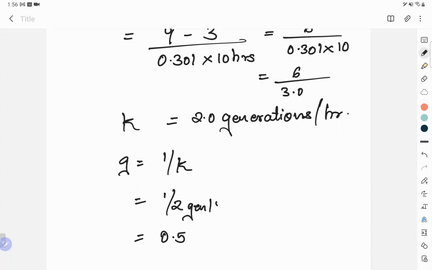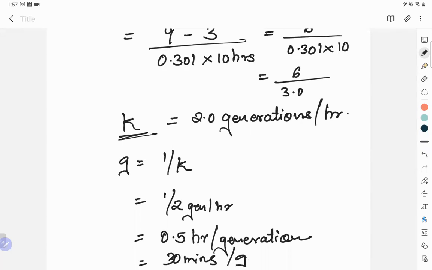इधर generations per hour है ना, तो ये अभी उल्टा हो जाएगा, it will become 0.5 hours per generation. Generations per hour was the unit for mean growth rate constant, so you substitute it here, तो ये inverse हो जाएगा ना, so it will become hours per generation. If I have to express this in minutes, what will be the answer? 0.5 hours मतलब कितना, आधा घंटा मतलब कितना? 30 minutes. Have you all understood this?